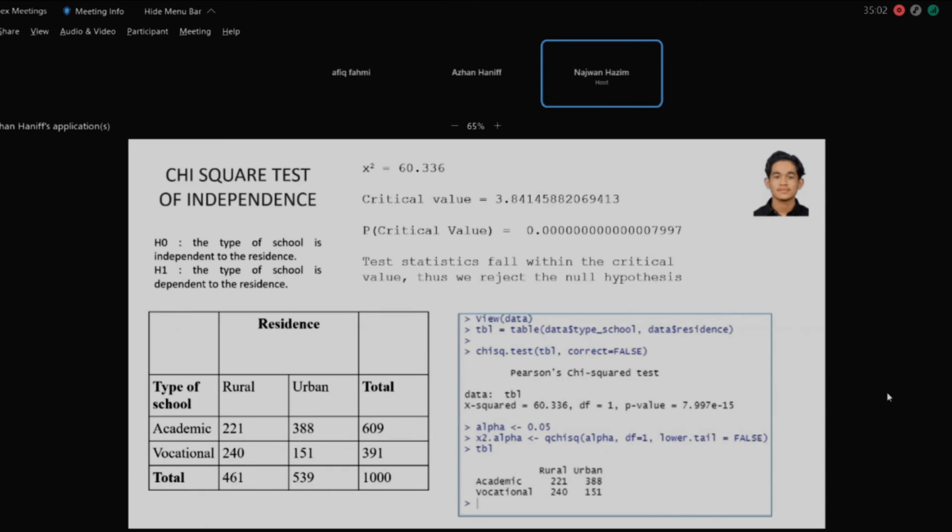Okay. For the conclusion, the test statistic falls within the rejection region. We reject the null hypothesis. So there is sufficient evidence that the type of school is dependent on the residence. At the bottom of the slide, on the left is the table of the type of school and the residence, and the diagram is the coding in R Studio.